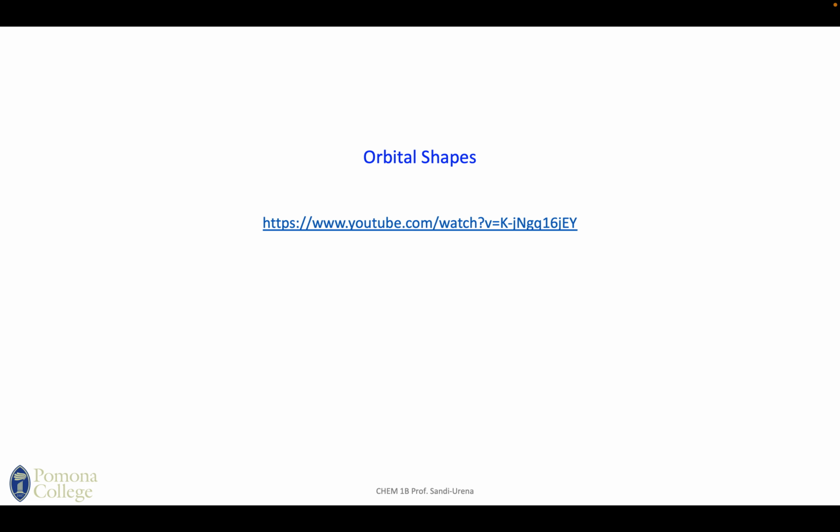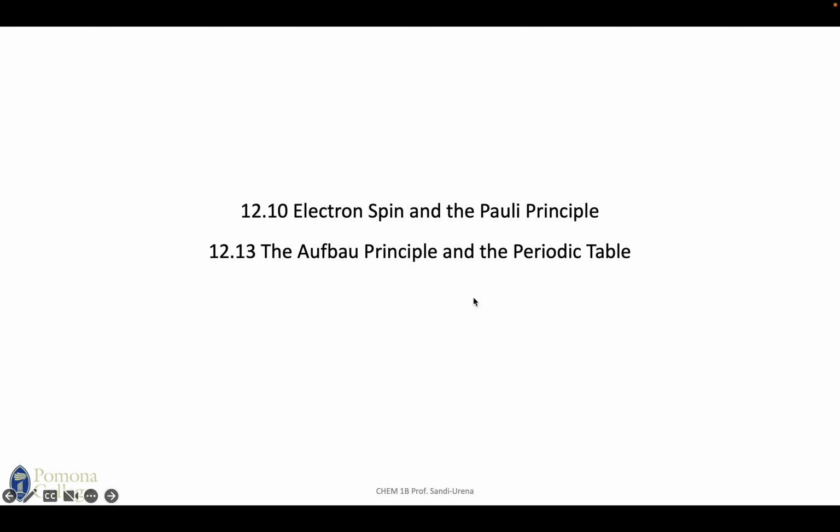This link will take you to an animation that will allow you to see how all of the orbitals look when they are put together. So watch it. And we're going to cover 12.10, electron spin and the Pauli principle, and 12.13, the Aufbau principle and the periodic table. 12.11 and 12.12 will be mentioned, but those are pretty brief. Still, they will be covered.